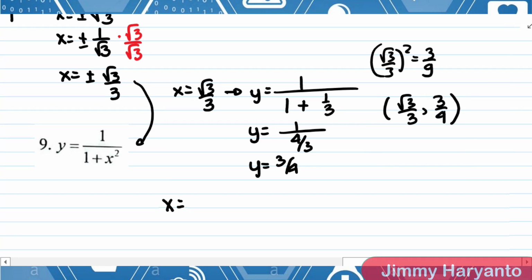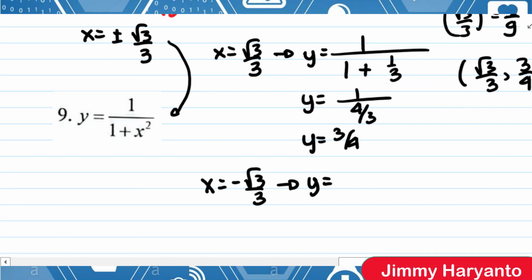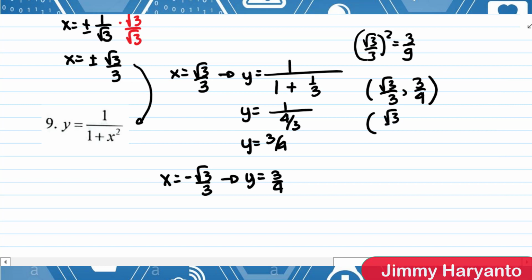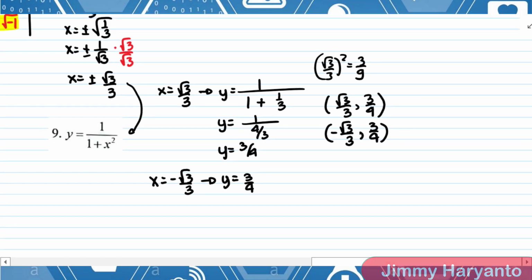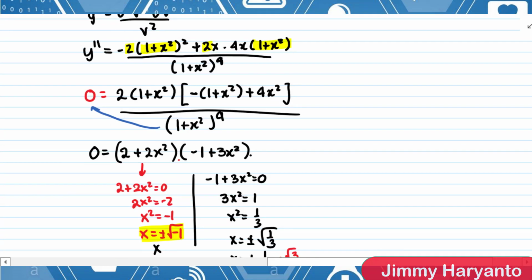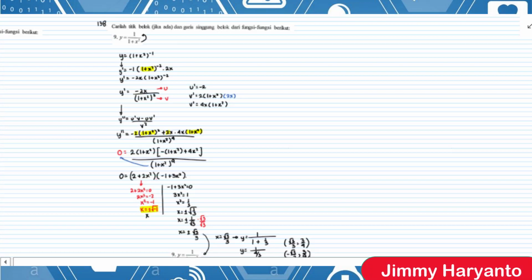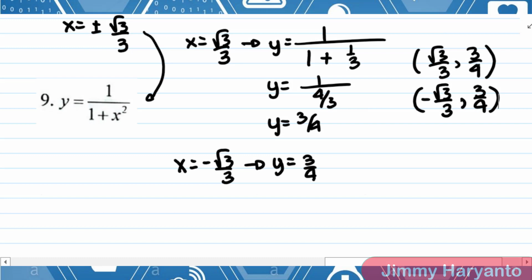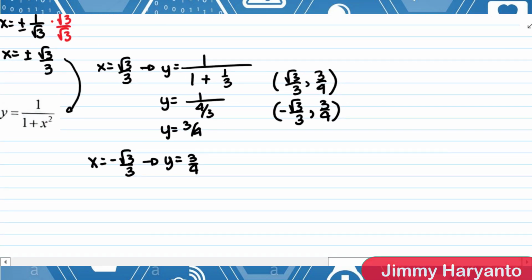The next one, x equals negative square root of 3 over 3. And I think for this one, the result will be the same. Because it is x squared, the result will surely be the same, 3 over 4. The second point is negative square root of 3 over 3, comma 3 over 4. Phew, it's a long way just to get the inflection point.